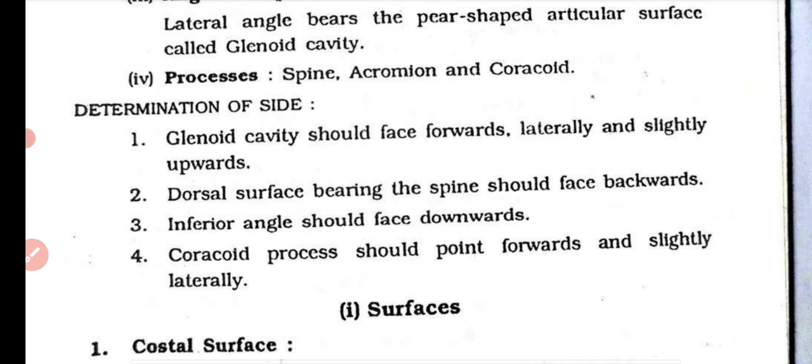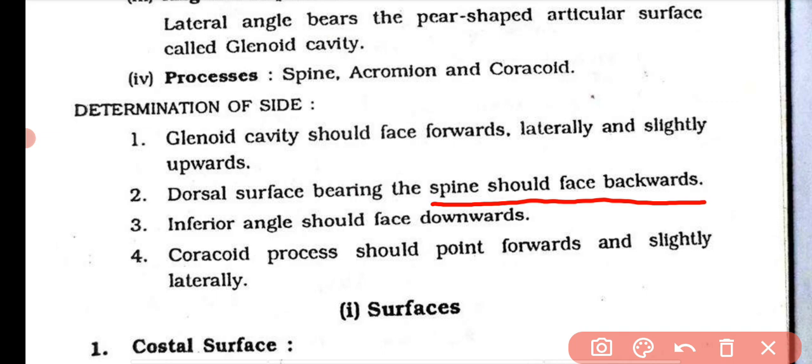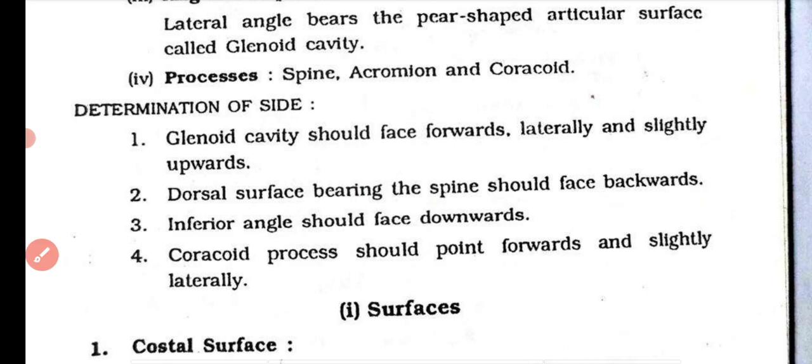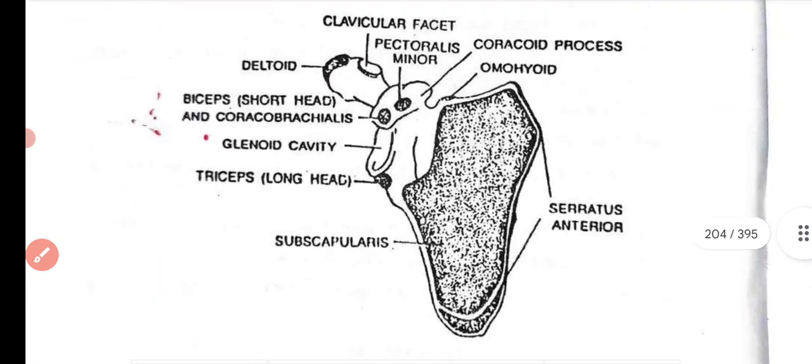The dorsal surface bearing the spine. Dorsal surface lies backward. The dorsal surface bearing the spine should face backward. The most important point here is that the spine should face backward. Now we'll know about the spine of the scapula. What is the spine of the scapula?